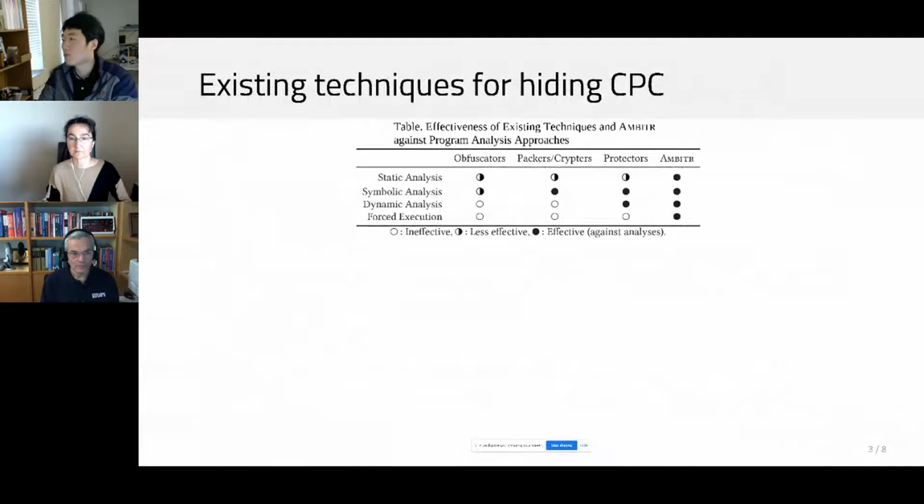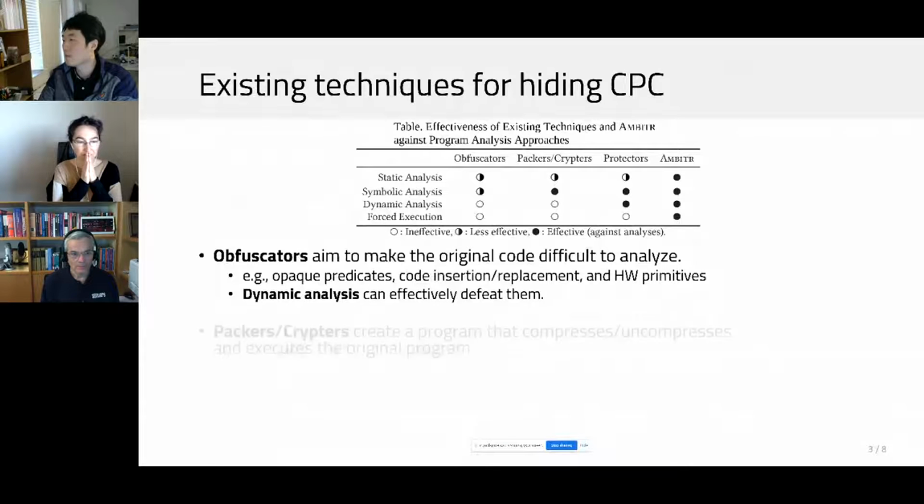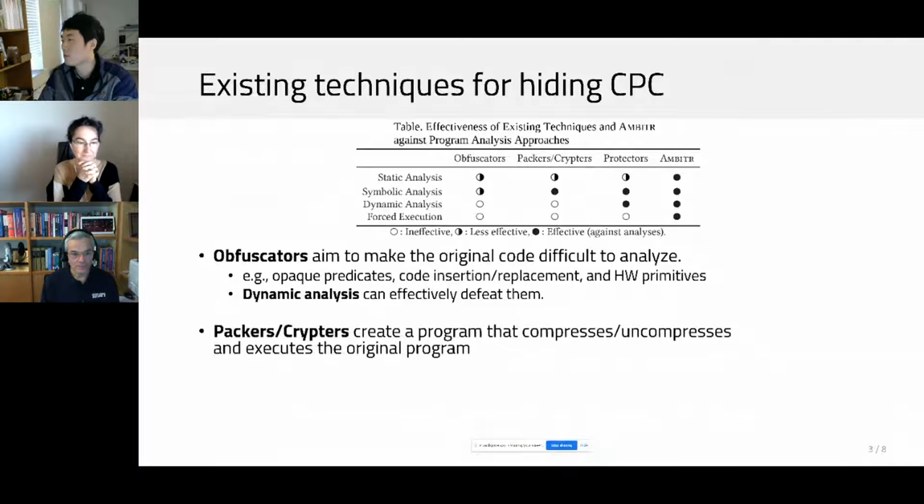For existing techniques for hiding CPC, first, obfuscators aim to make the original code difficult to analyze. Typically, dynamic analysis, including forced execution techniques, is highly effective in handling obfuscation techniques. Packers or cryptors create a program containing the compressed original program as data that uncompresses and executes the original program at runtime. Because a packer-generated program seamlessly unpacks and executes the original code at runtime, dynamic analysis can obtain the original program.